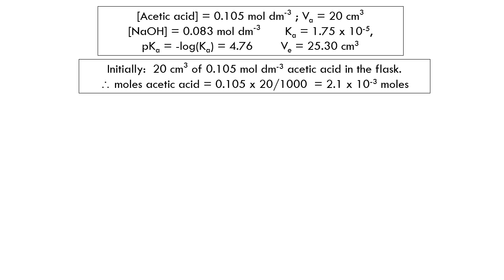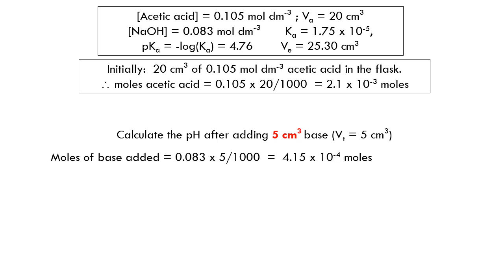So as a reminder, initially we had 20 cm cubed of acetic acid in the flask, and we determined that the number of moles of acetic acid was 2.1 times 10 to the minus 3 moles. Let's look at a scenario. What would the pH of the solution be after we've added 5 cm cubed of our base?